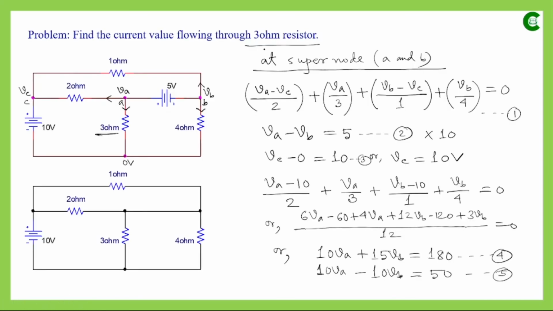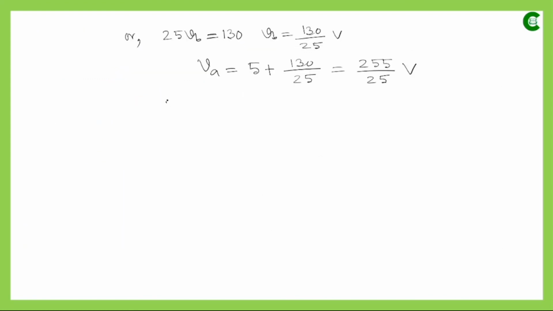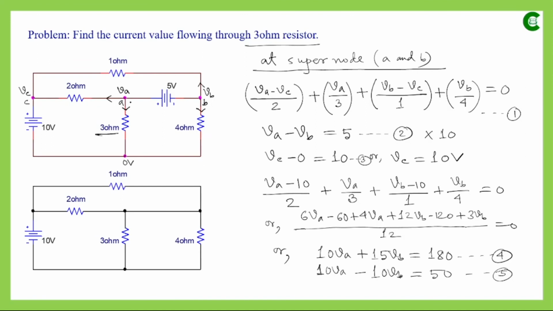But what was expected from us was the current flowing through the 3 ohm resistor, and that is (VA minus 0) by 3, so VA by 3. So the current flowing through the 3 ohm resistor will be equal to VA divided by 3. So it will be 255 divided by 25 multiplied by 3, and if we simplify, this value will come as 3.4 ampere. So this is the final answer, the current flowing through this 3 ohm resistor.